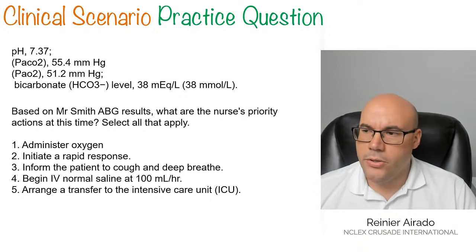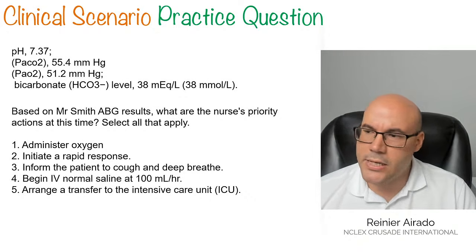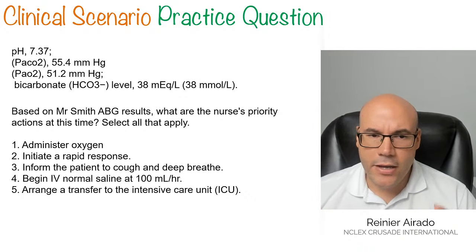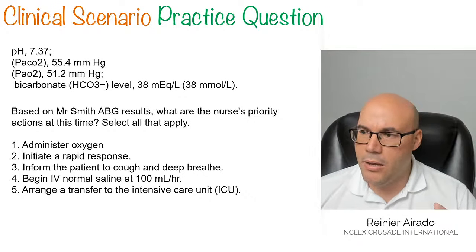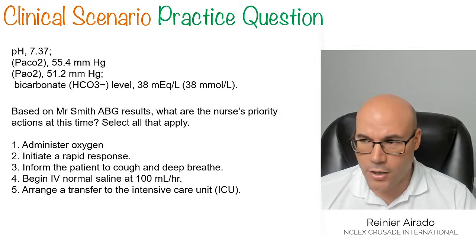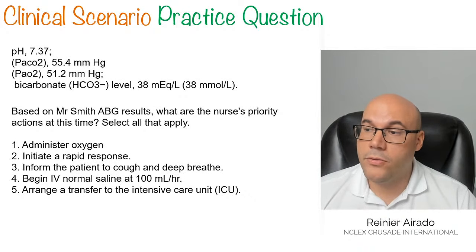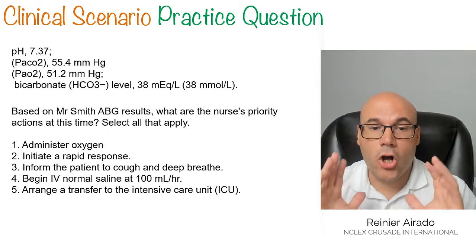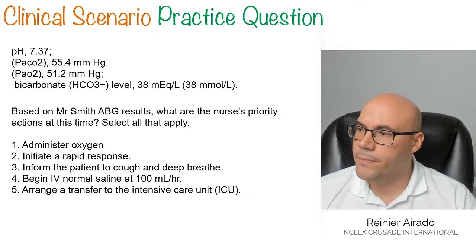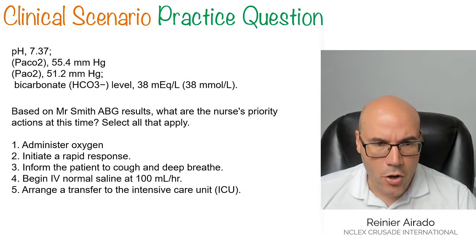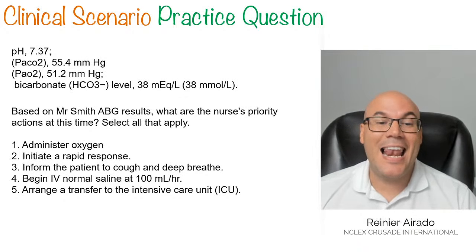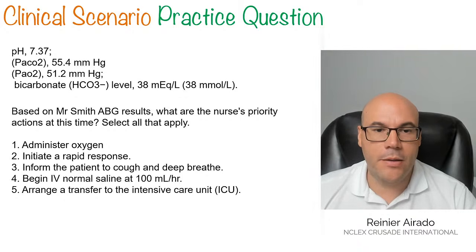Let's look at the next scenario, and it is very similar to what we just discussed. They're giving you the same pH, same PaCO2, same PaO2, same bicarbonate. They are not giving us, in this scenario, the O2 saturation, but they are giving us the pressure of oxygen. And now this question says, well, based on this exhibit, based on these ABG results, what is the nurse's priority action? But it's asking you to select several of the priority actions.